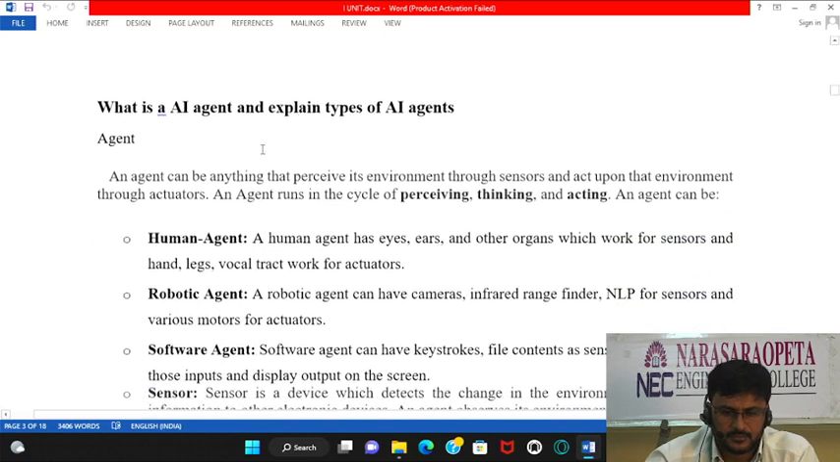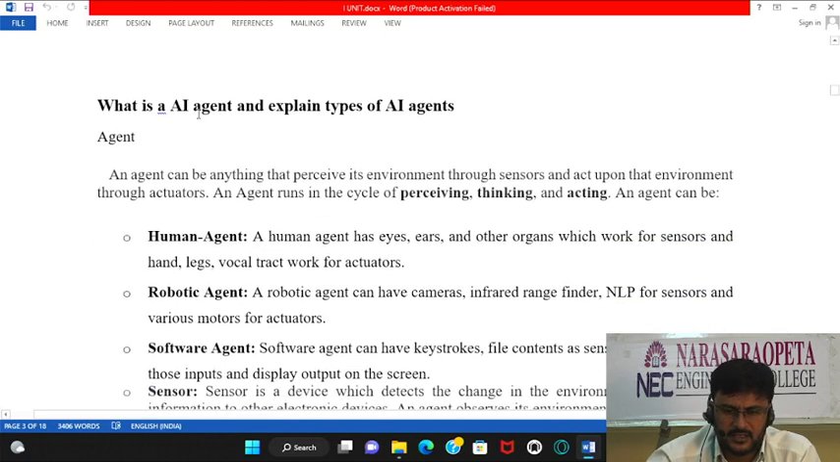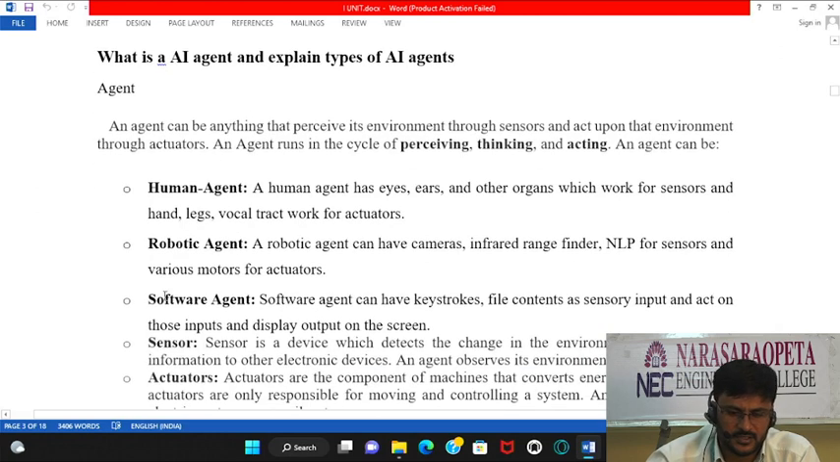Next, what is an AI agent, and the types of AI agent. An agent can be anything: a human agent, robot agent, or software agent. An agent perceives its environment through sensors and acts upon that environment through actuators. An agent runs the cycle of perceiving, thinking, and acting. These are important.